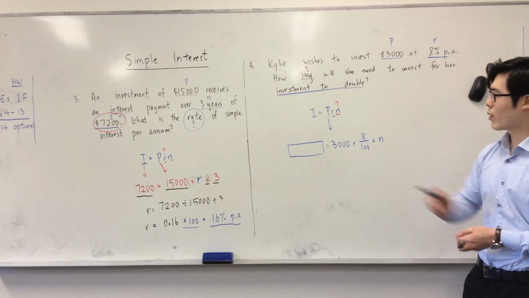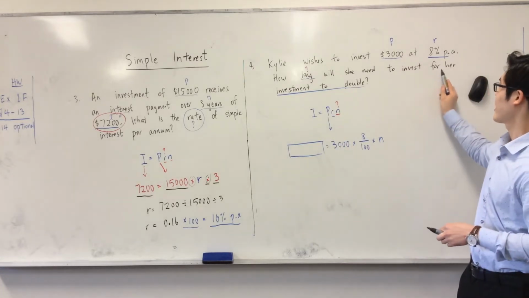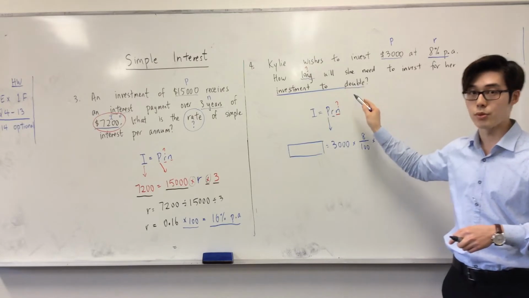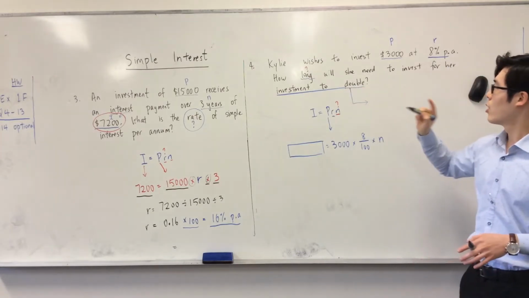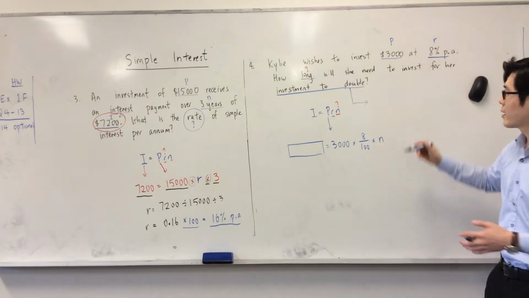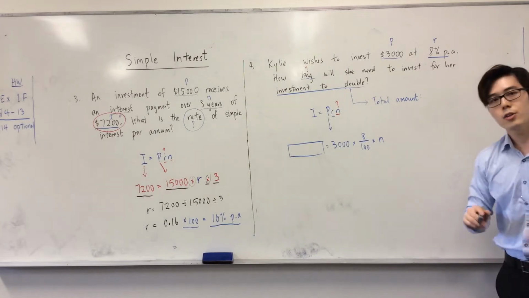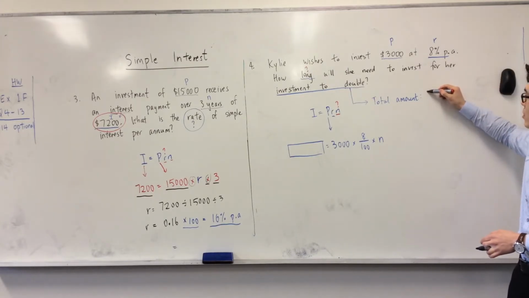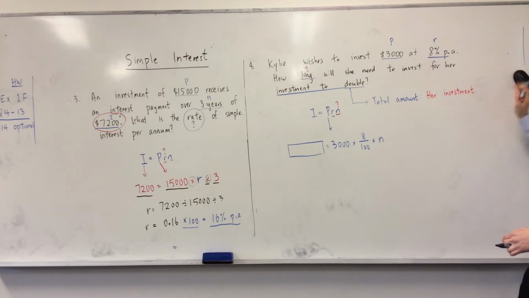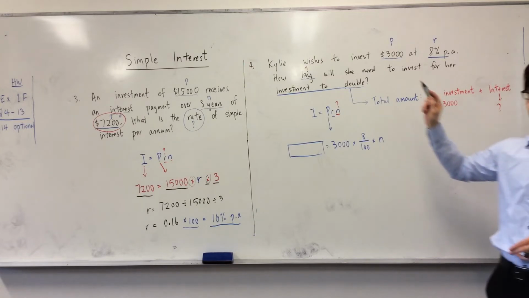How do we find out what that number is if the question says her investment to double? This is something you need to keep in mind. Her total investment, or that's the total amount, that is... What's the total amount? Total amount is made up of what was her investment? $3,000. Plus the interest she's getting from it. How much... This is the question for you. What is this amount if I want her investment to double?